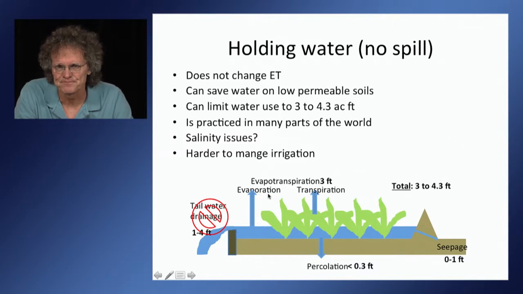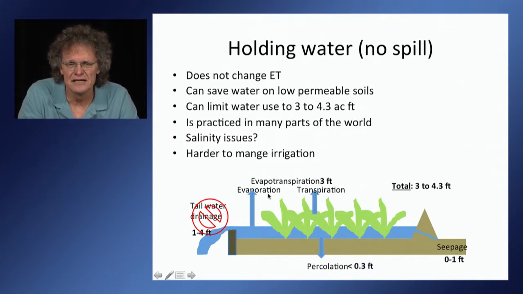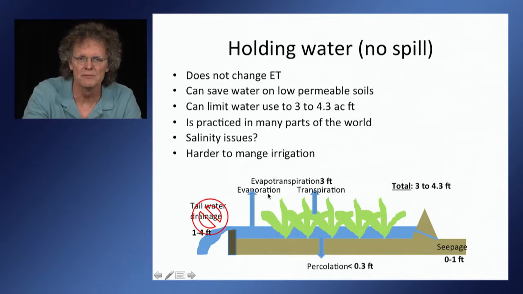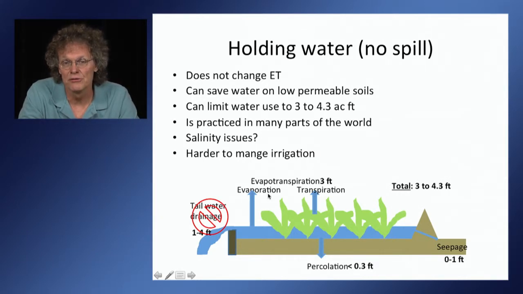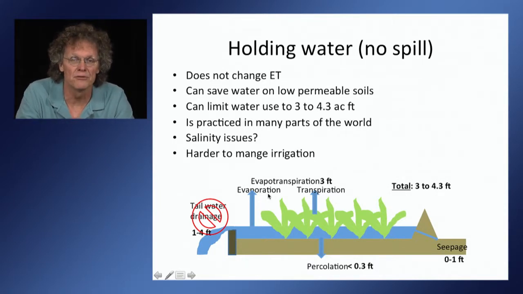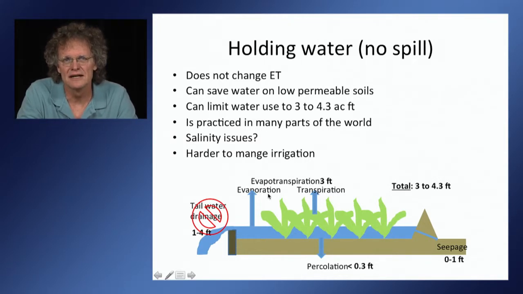It does not change the ET, but certainly we see significant savings, especially on the low permeability soils that we have, because we're not losing much via percolation. So having standing water on the field is not as big a concern as if we had very permeable soils. And so with this, we can limit our water use to 3 to 4.3 acre feet. Again, we'll talk a little bit more in an upcoming slide about how we can shift that down from 4.3 to 3. But just to address some other concerns, this is a practice that is done in many parts of the world, including the southern U.S., where no water is spilled from the field.